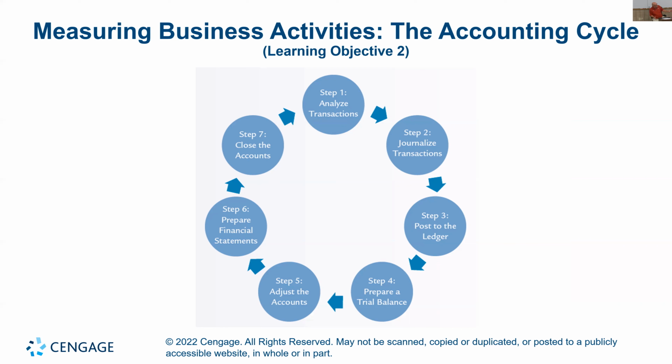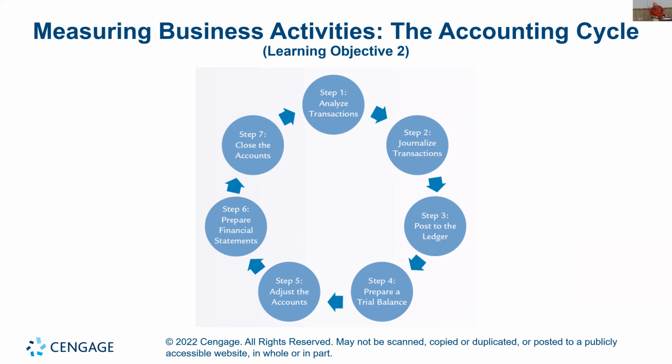But when we get into chapter 3, because of the revenue and expense recognition principle, getting things into the right period, we're going to need to make some adjustments to the accounts. Then we prepare our financial statements, and then we close the accounts.